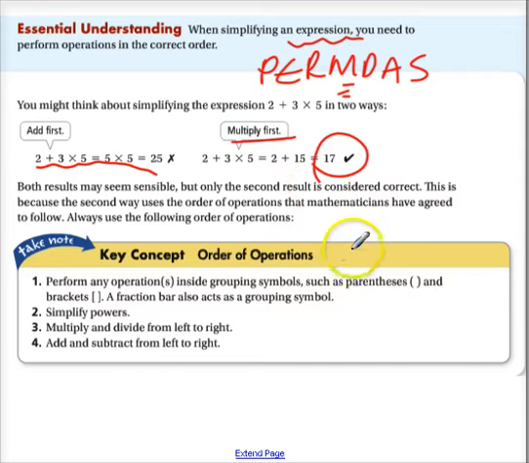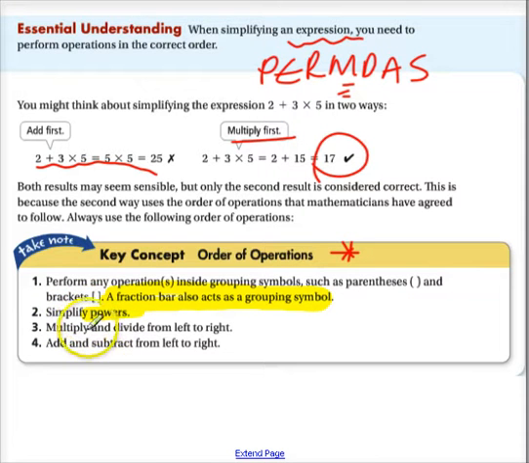All right, so this key concept is really important to note. Perform any operations inside grouping symbols and brackets. A fraction bar also counts as a grouping symbol. That might be new to remember. Second step, you want to simplify powers.